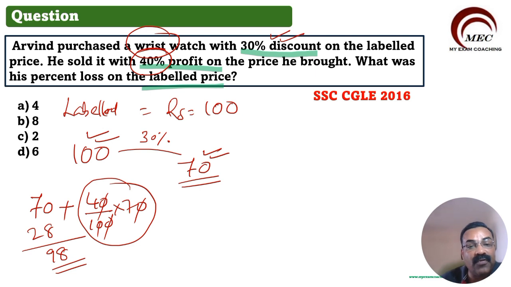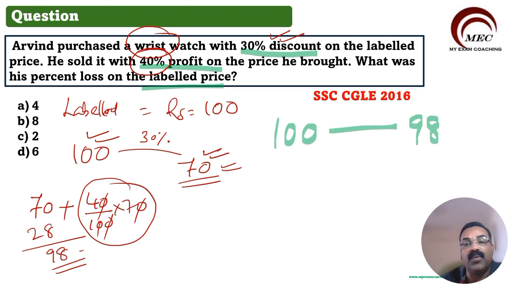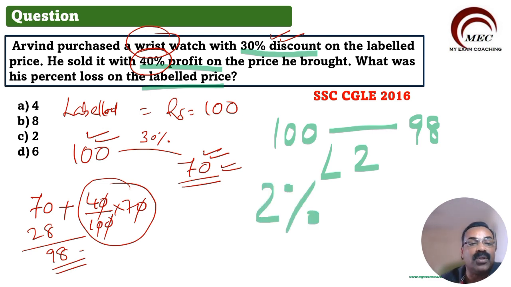He got it for 70. After that 70, he got 40% profit. So 70 plus 28, he sold it for 98. Now let me tell you this way. He bought it for how many rupees? 100 rupees. He sold it for how many rupees? 98 rupees. So what is loss or profit? It is loss. How many rupees? Loss of 2 rupees. So what is the loss percentage? Out of 100, 2 rupees is less. So 2% is the loss percentage. So 2 is the correct answer.